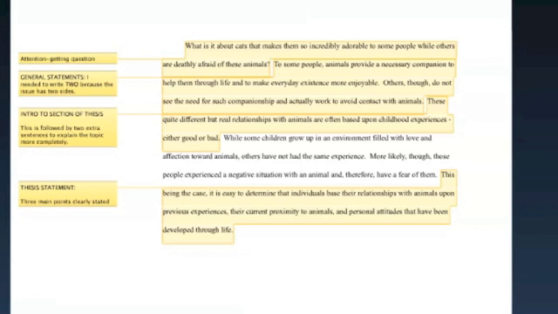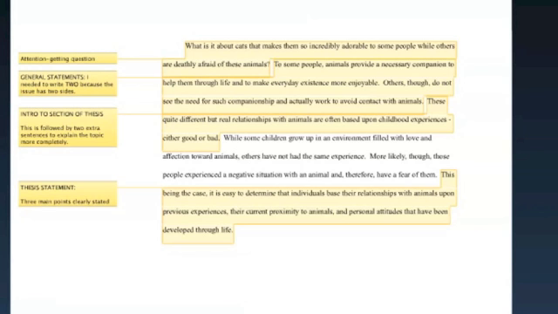The next sentence right below that introduces the main section of my thesis. Since we're going to be talking about the different kinds of things that go into these relationships with animals in the paragraph, there was a need to show that early on. These quite different but real relationships with animals are often based upon childhood experiences, either good or bad. So in that one sentence, and especially at the very end, I let the readers know that the good and or bad side of this will be discussed throughout the paper, and that there's obviously some kind of connection between the relationship someone has with an animal and the experiences they had growing up.